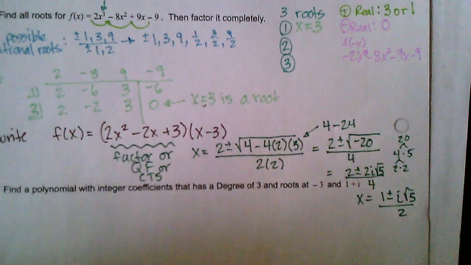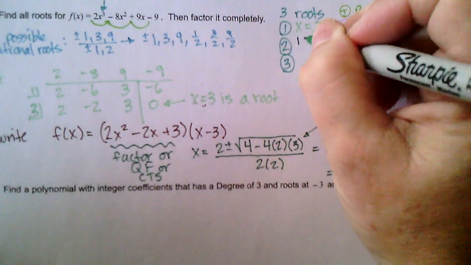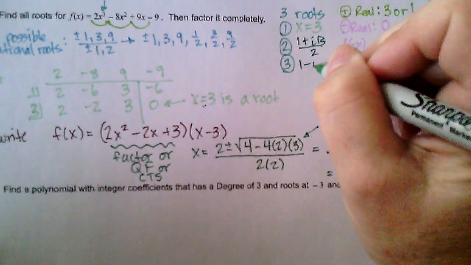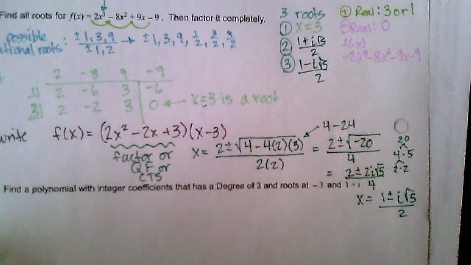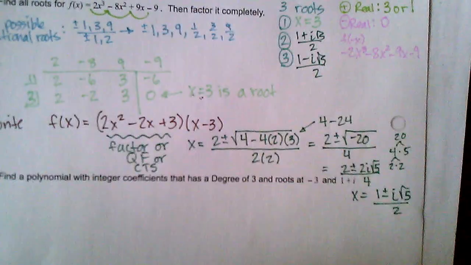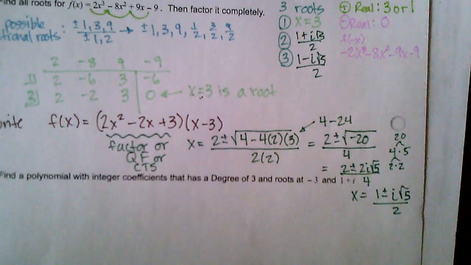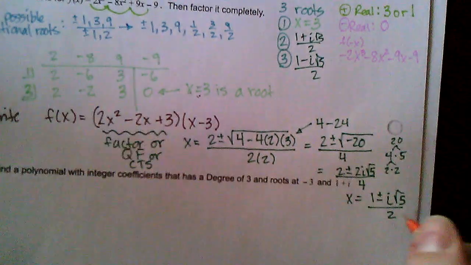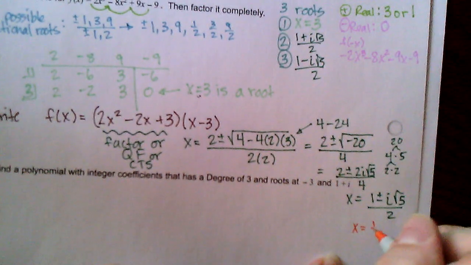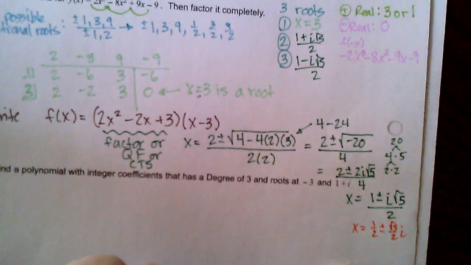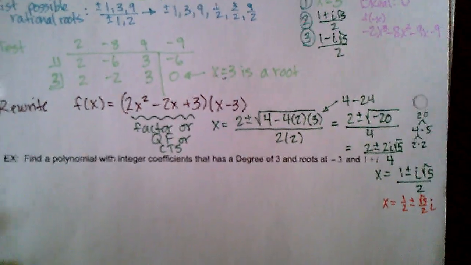So my last two roots will be 1 plus i square root of 5 all over 2 and 1 minus i square root of 5 all over 2. Since they told me they wanted me to factor completely, let's assume they mean over the real numbers. So then I would just split this into 1/2 plus or minus square root of 5 over 2i, like we did when we worked with complex numbers.